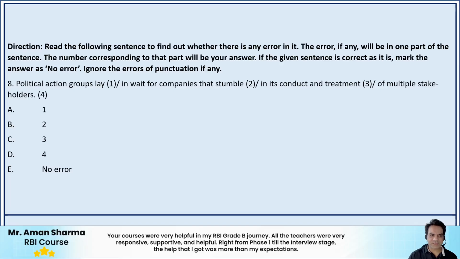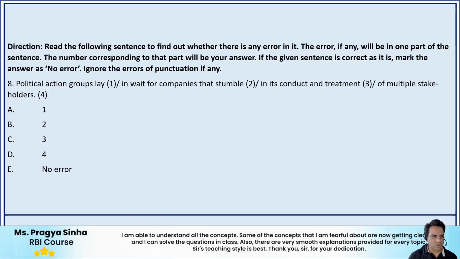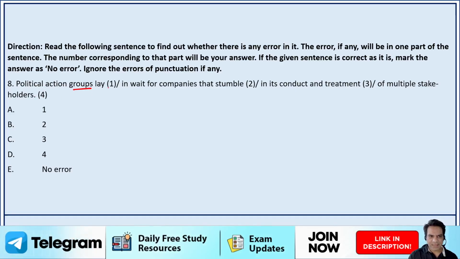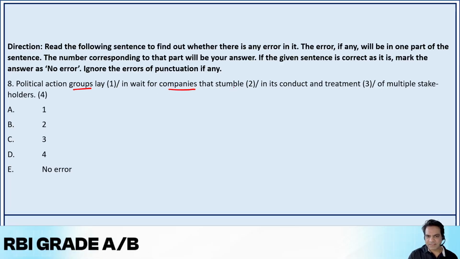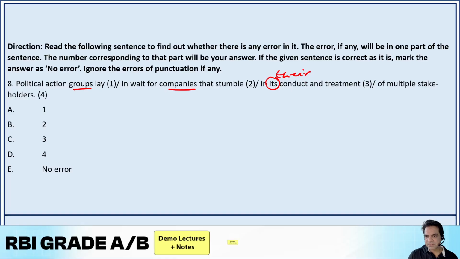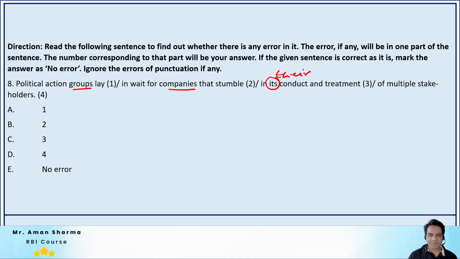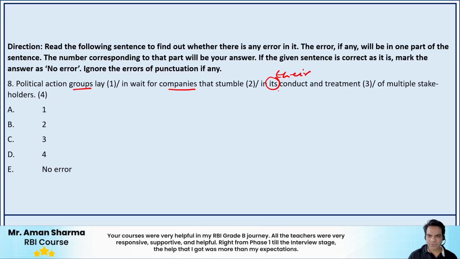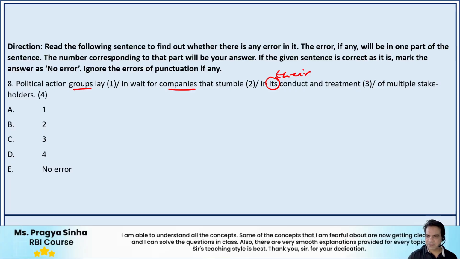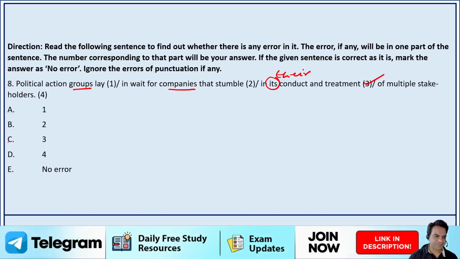Next question, guys. Political action groups lay in wait for companies that stumble in its conduct and treatment of multiple stakeholders. Guys, I think it's subject-verb agreement. Look at this. Political action groups lay in wait for companies that stumble in its conduct or in their conduct. When we are talking about companies, it should be their, not its here. So political action groups lay in wait for companies that stumble in their conduct and treatment of multiple stakeholders. So option 3 is the correct answer.